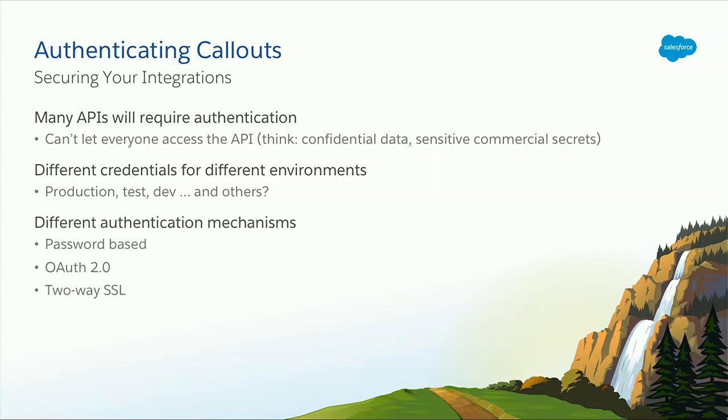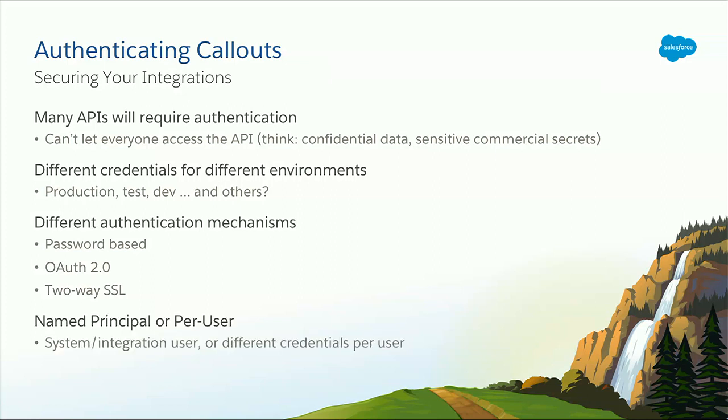In addition to that, there are all sorts of different mechanisms for executing authentication. Everything from password-based through to OAuth, SSL certificates, and some APIs even use custom approaches for doing authentication. And finally, quite often you'll have a system account, it might be an integration user or something you use to integrate, but in other situations you actually need to do things on a per user basis, and depending on whether I'm logged in or Bob from accounting is logged in, our API calls might have different permissions.